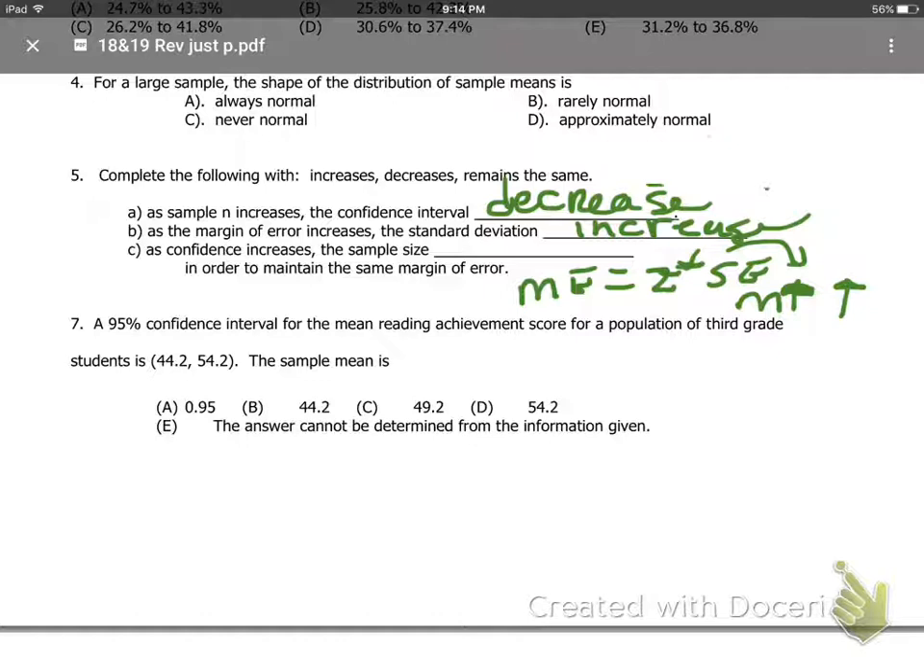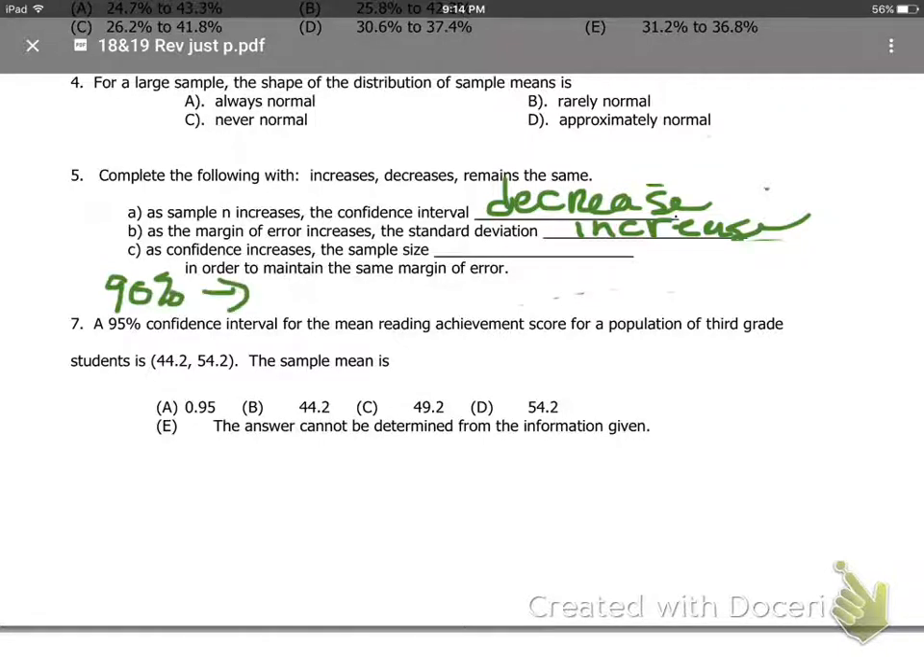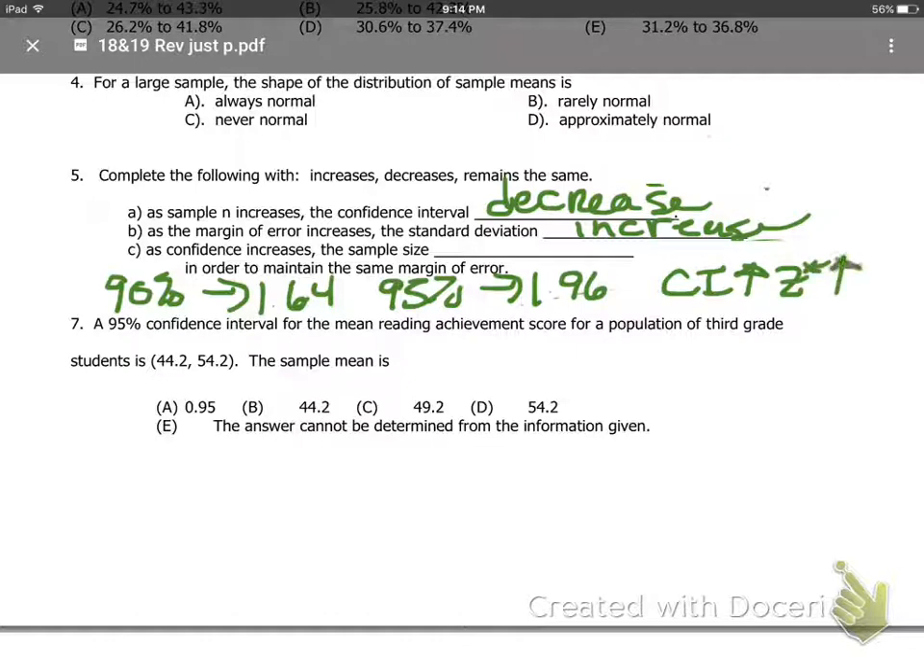Okay, as the confidence increases, the sample size blank in order to maintain the same standard, the margin of error. Okay, as the confidence increases. All right, so 90%, after a while, you begin to memorize these. That's 1.64. 95% is 1.96. All right, so I know that as my confidence interval increases, my z-star increases, right?